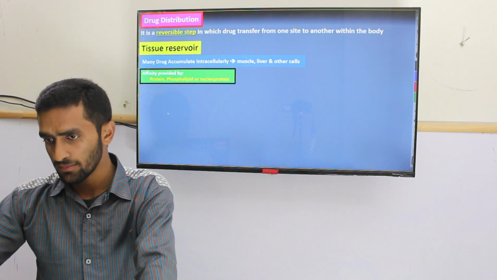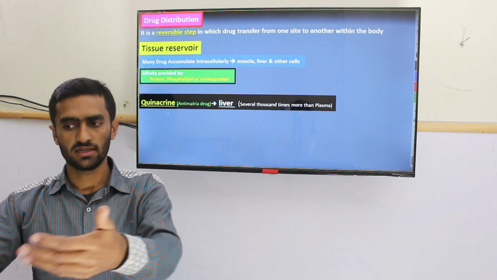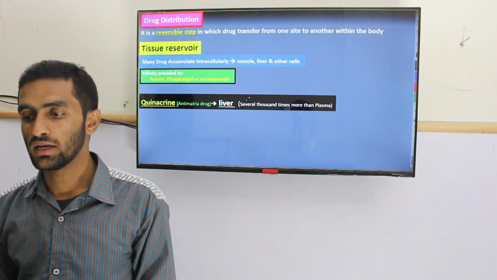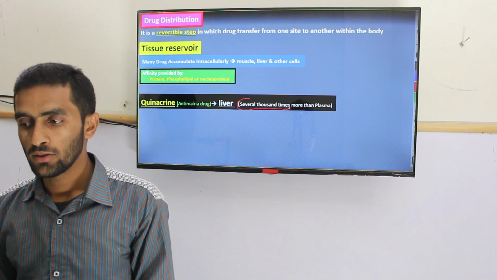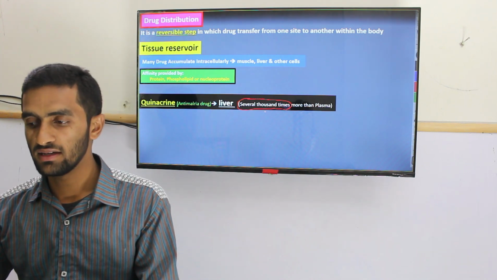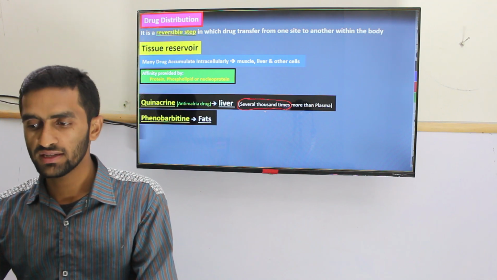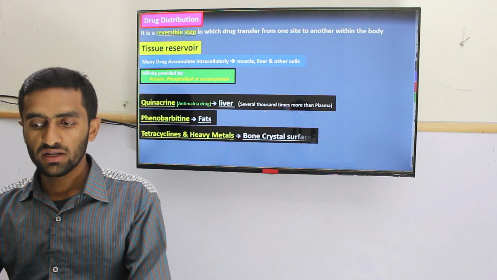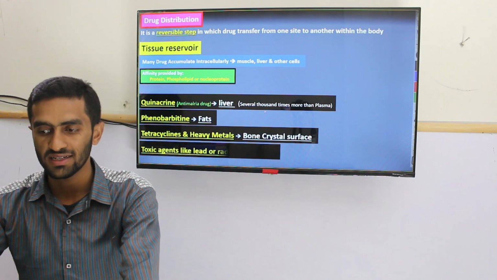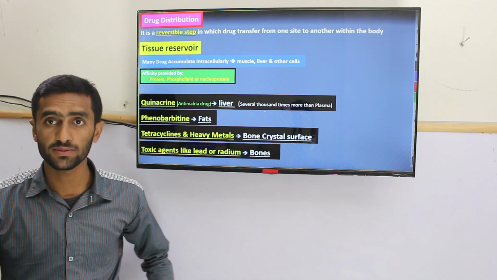For example, if you look at quinacrine, which is an anti-malaria drug, it's stored in the liver, several thousand times more than in your plasma. So you can see how the drug is going to be stored in the liver. Phenobarbital is going to be stored in the fats. Tetracycline and heavy metals are stored on the bone crystal surface. And toxic agents like lead and radium are going to be stored in the bone.